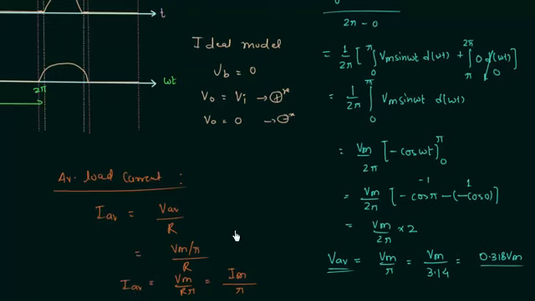There are few more expressions, but I will not derive them in this lecture. In this lecture there are only two expressions. First one is the average output voltage, which is 0.318 of Vm, and the second one is average load current, which is Im divided by pi.